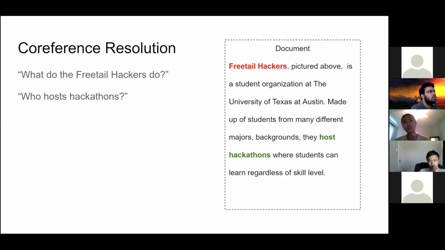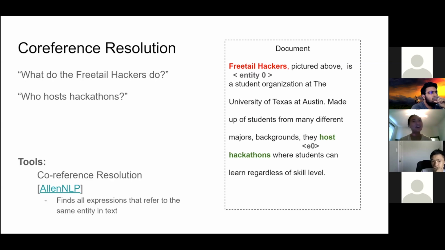But if you have a lot of these co-references, a lot of different pronouns and different entities they could be referring to within the same passage, it gets a little bit difficult. So luckily we have tools for co-reference resolution, which will annotate these clusters of phrases that refer to the same entity. So here it will tag both Freetal hackers and the pronoun they with the same entity. And you can look up AllenNLP co-reference resolution to see a really good demo of this.